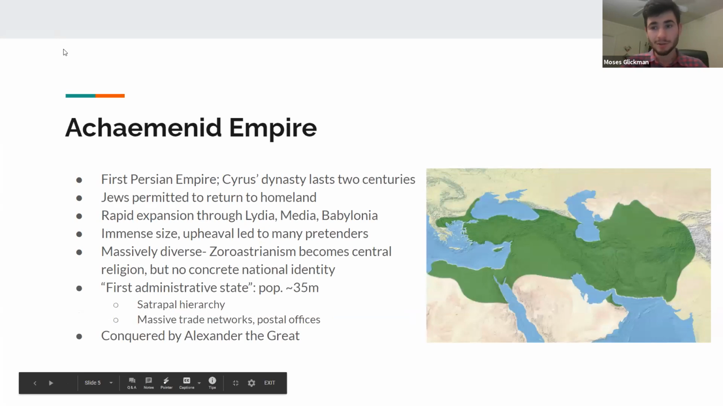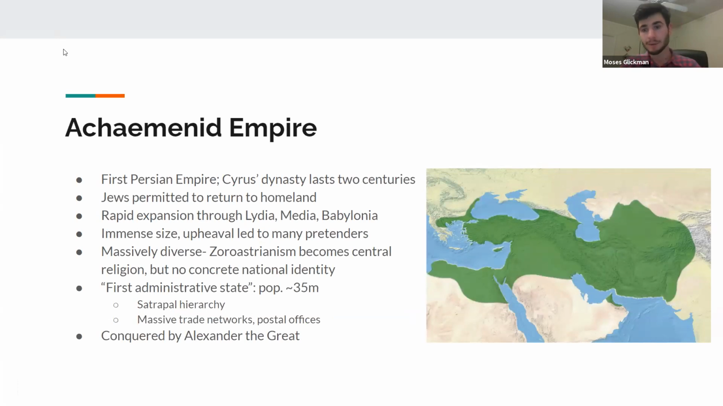Now, the Persian Empire is also known as the Achaemenid Empire because of the Achaemenid dynasty that essentially governs over the Persian Empire from the time of Cyrus the Great right up until the last emperor of Persia, whom Alexander the Great defeats. So this was a 2-century reign. And one of Cyrus's first actions was permitting the Jews to return to their homeland.